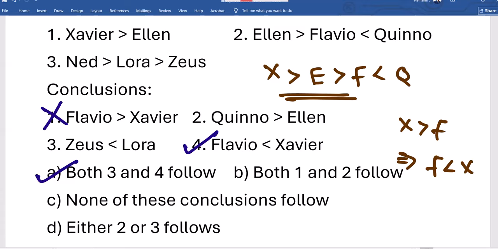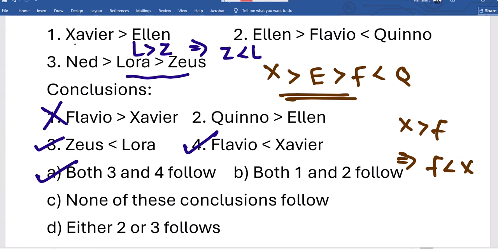Okay, sir, I want to check the third one. What is this? L greater than Z. What is the reverse? When L is greater than Z, the reverse is Z less than L. That is there in the third conclusion. This is how you read it: X is taller than E, E is taller than F. Then definitely X is taller than F only, or F is shorter than X. I have to consider F is shorter than X, but not F taller than X. So we can say both 3 and 4 follow.